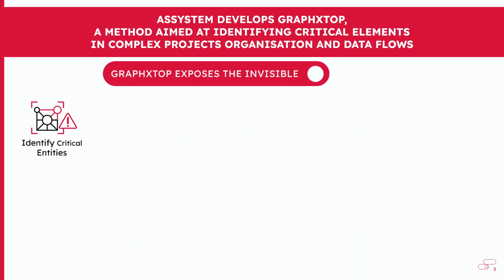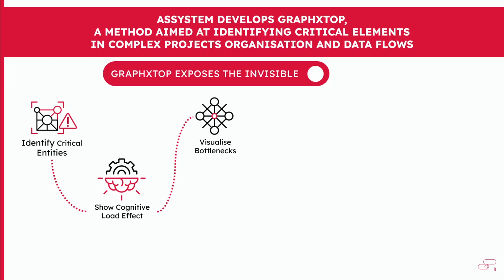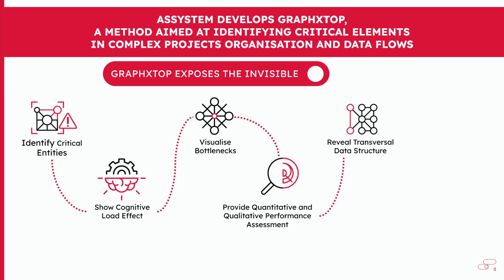So what we do with this method, we aim to identify critical entities in performance, to show the cognitive load effect and how, to visualize bottlenecks in the data flows, and to provide a way of qualitatively and quantitatively assessing performance. Then we are going to reveal transversal data structure. We are going to explain what data transversal structure means, and even test new systems before implementation.